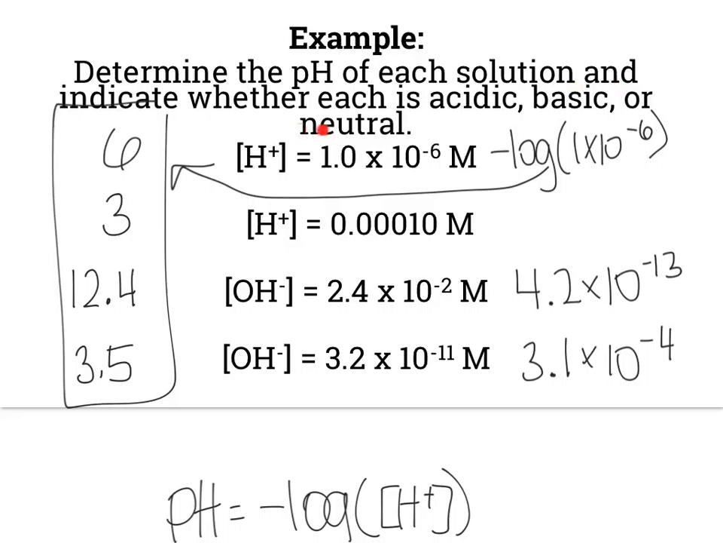Lastly, we need to figure out whether it's acidic, basic, or neutral. This is less than 7, so that's acidic. Less than 7, acidic. More than 7, basic. Less than 7, acidic. Now, we didn't have any neutral. Neutral would have happened if we had a pH of 7. But there you go. Find your hydrogen, plug in negative log, and you've got whether it's acidic, basic, or neutral. There you go. Thanks for watching.